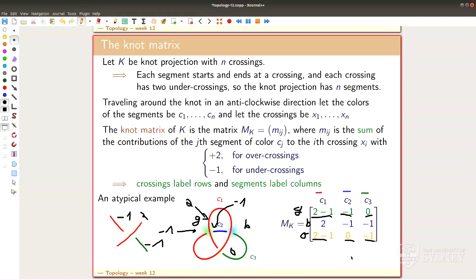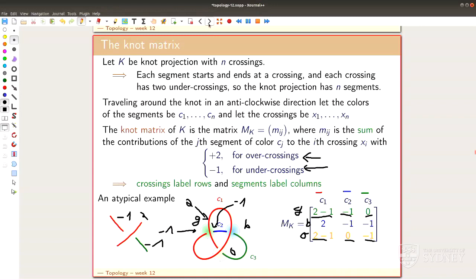They might end up as the same here. So 2 minus 1 here for C1, for example. But you always just associate. We have 3 strings, so you always associate 3 numbers. And that's called the knot matrix. So from the knot projection, you get this matrix. It's really not hard. You just do it locally by just looking at the crossings and your choice of labeling of the strands. So really, it's just plus 2s or minus 1s all the way around the matrix.